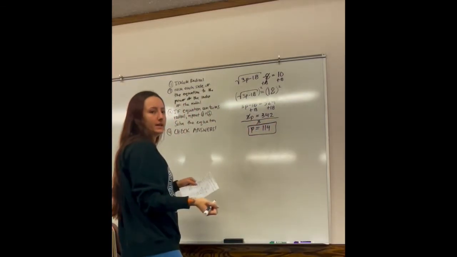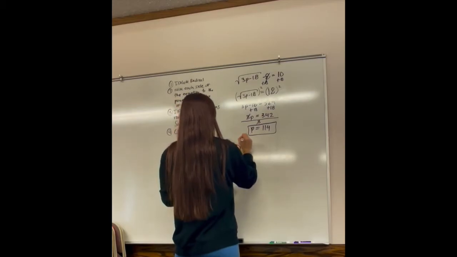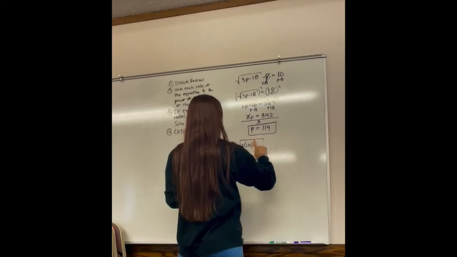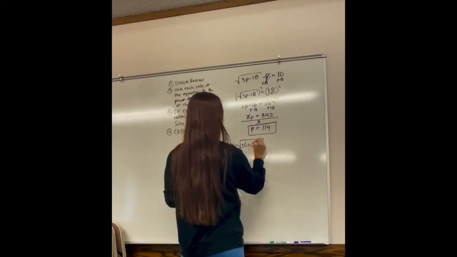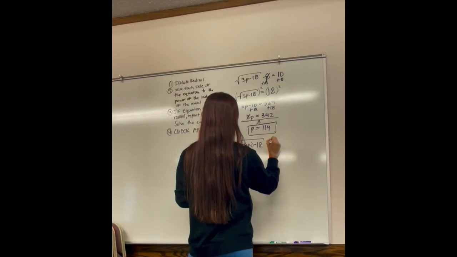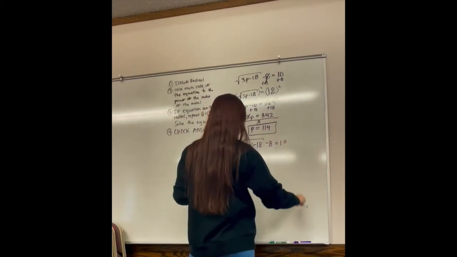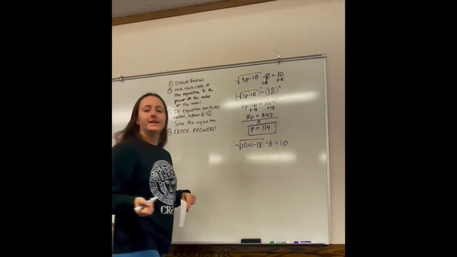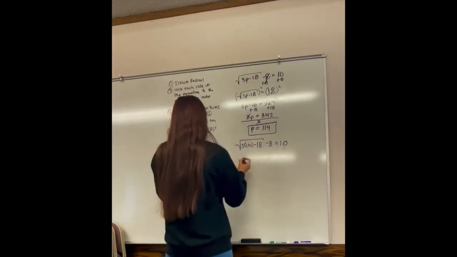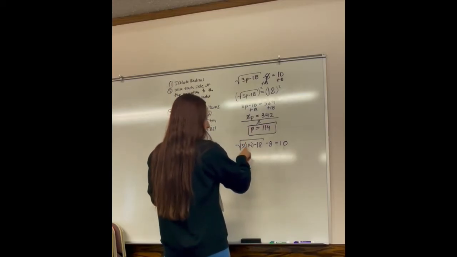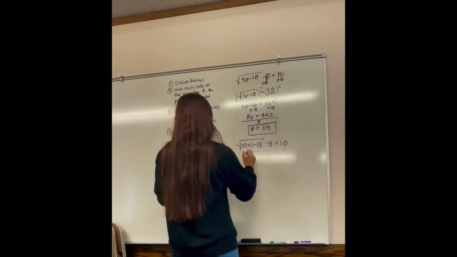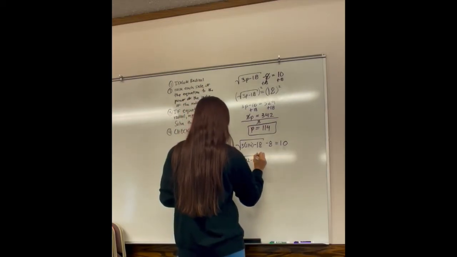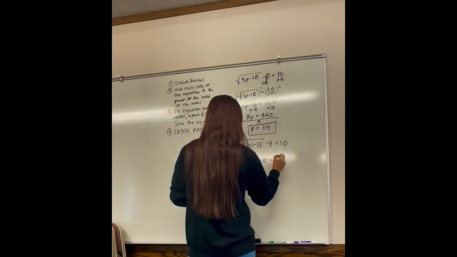But I still need to plug that in. So I have 3 times 114, minus 18, minus 8 is equal to 10. Oops, sorry. So 3 times 114 is 342, minus 18, all under the square root, minus 8 is equal to 10.